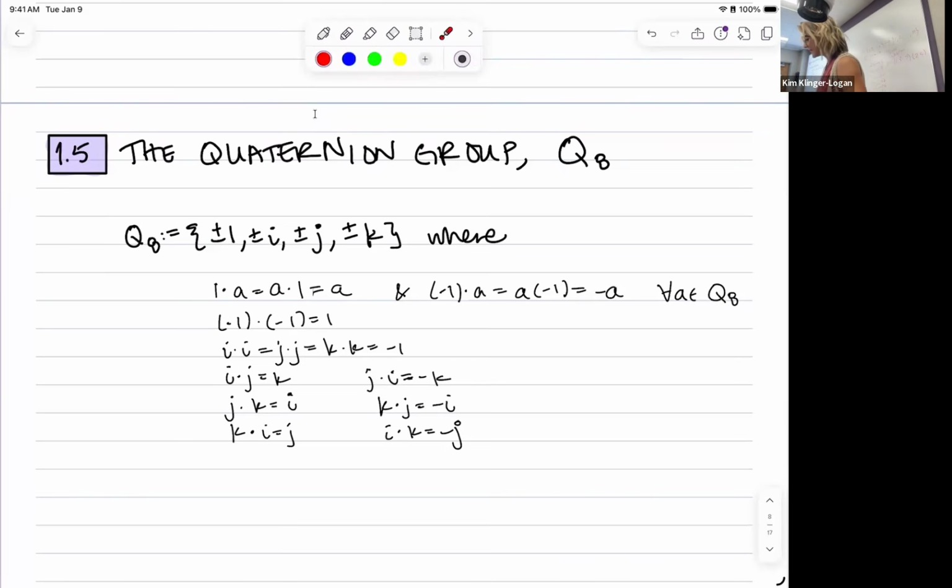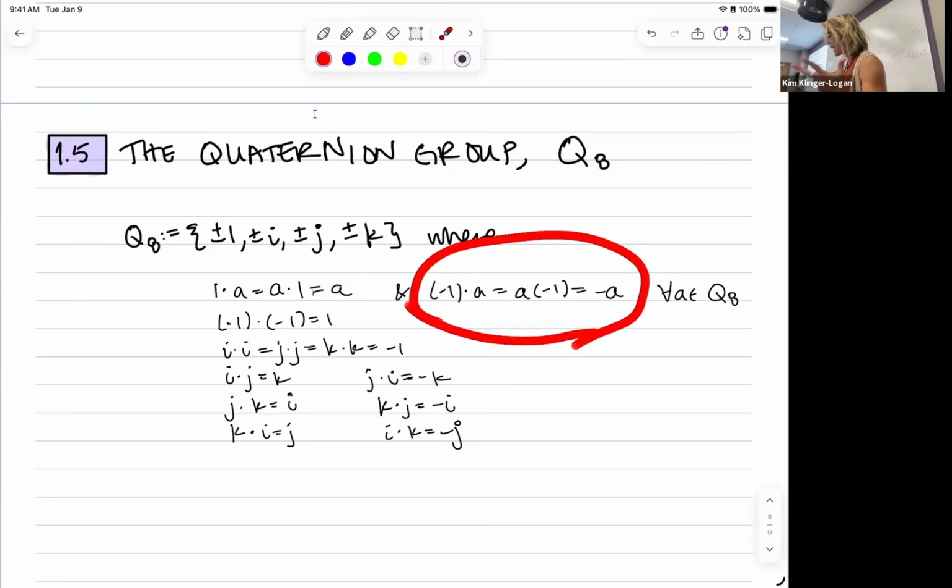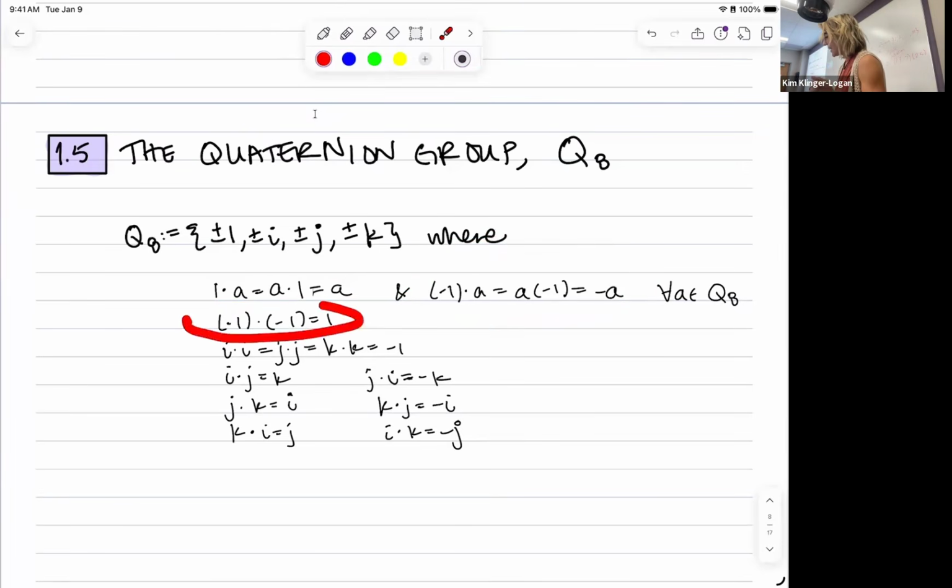One of the things is that 1 acts like your regular identity. Sometimes that will be denoted with a different letter, but 1. -1 acts like you think -1 usually does, right? It negates everything. And when I multiply -1 by itself, I get 1.